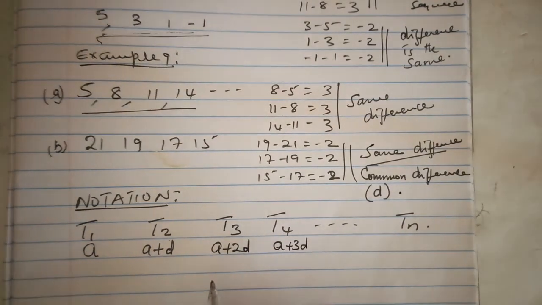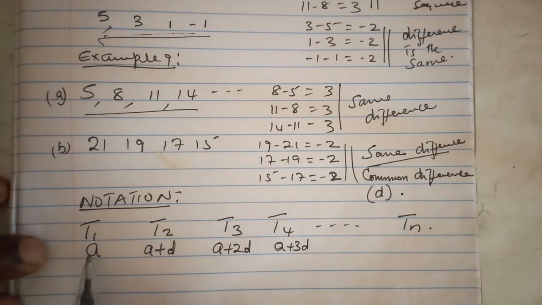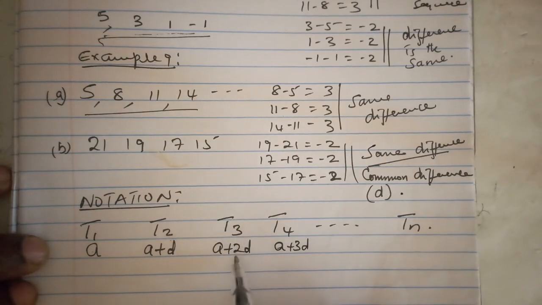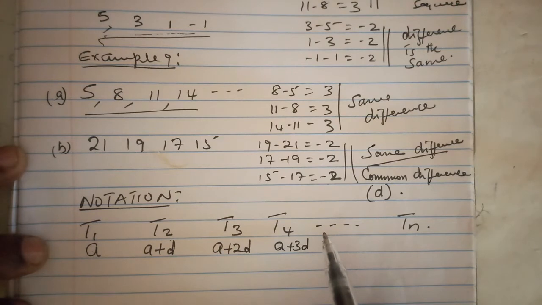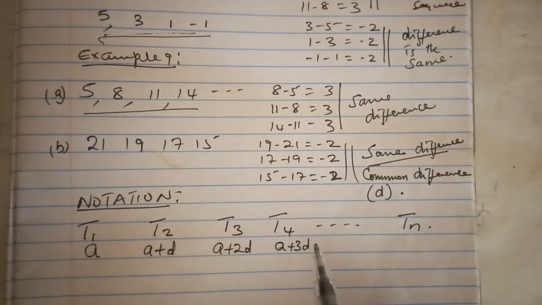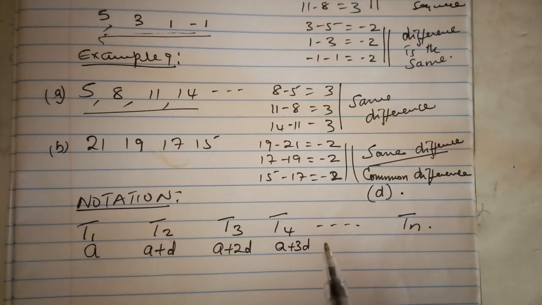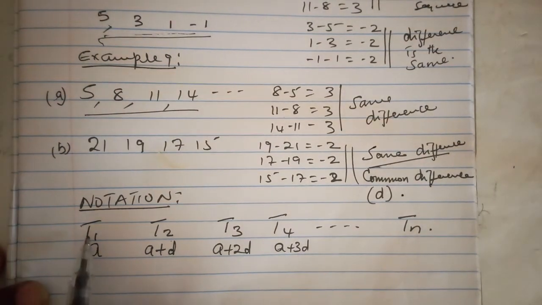And I want us to just look at it this way. Term 1 has no d. Term 2 has only one d. Term 3 has 2 ds. Term 4 has 3 ds. So term 10 is going to have 9 ds. And term n is going to have n minus 1 d. The position of the term has common differences one less than that particular position. For example, term 1 has 1 minus 1 d, 0d.